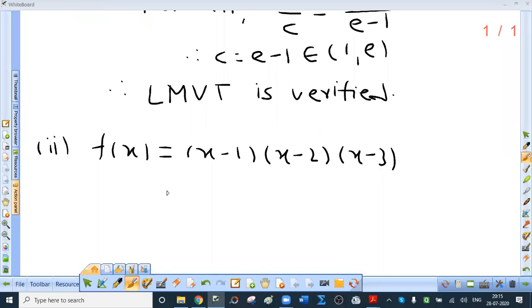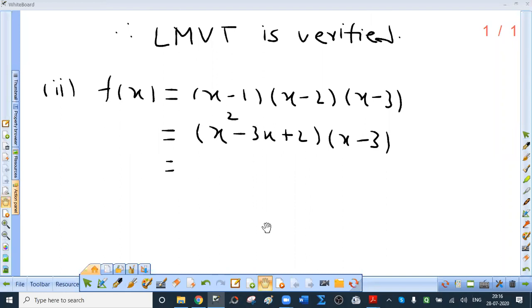Now the second one, f of x is what? x minus 1 into x minus 2 into x minus 3. Obtain this as a polynomial. Tell me what you get. I take the product of the first two. So x square minus 3x plus 2 into x minus 3. Now you have to tell me, open the bracket. I will not write. First you tell me what is your answer. Now clearly it is a polynomial function.